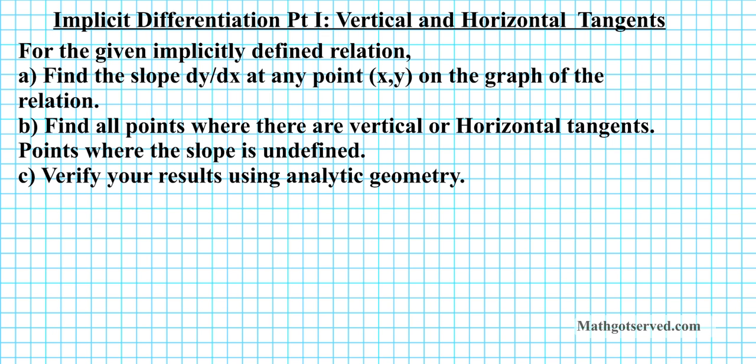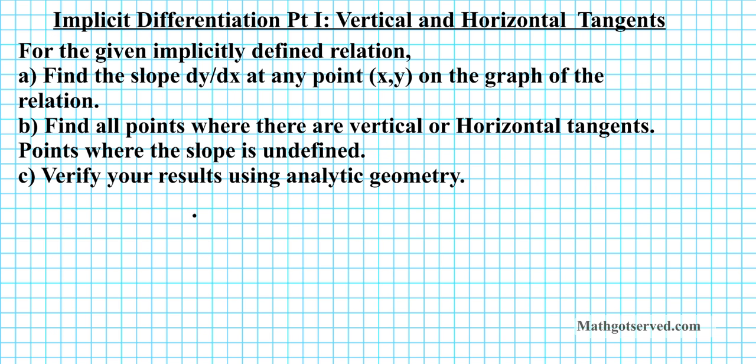Good day, students. In this clip, we're going to be going over one example on implicit differentiation. We're going to be looking at an implicitly defined relation. And then as indicated here, we're going to find the slope, dy/dx, at any point x on the graph. We're going to find all points where there are vertical or horizontal tangents and the points where the slope is undefined. And then we're going to verify results using analytic geometry.